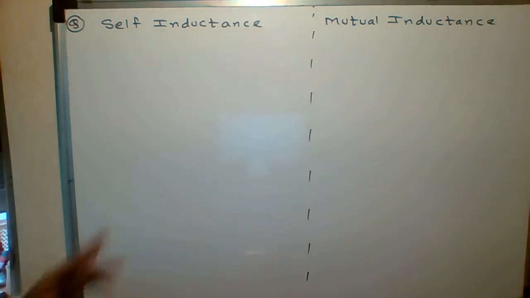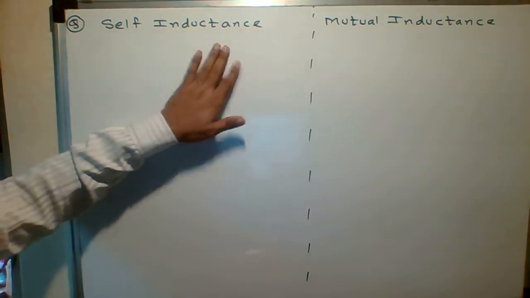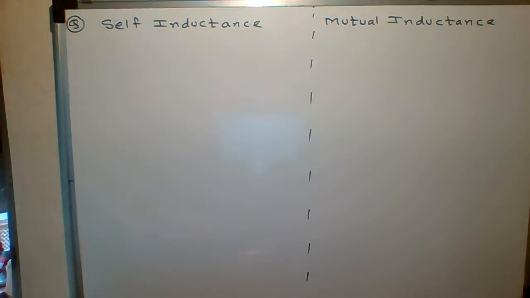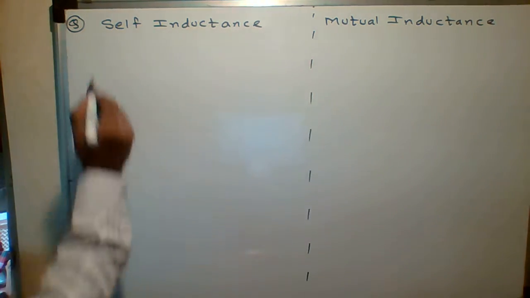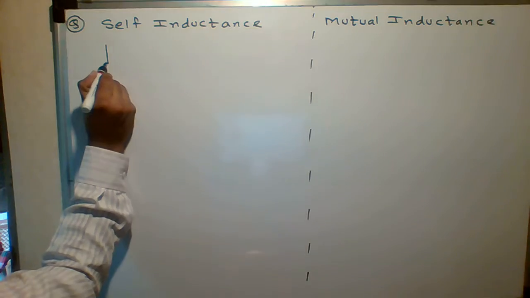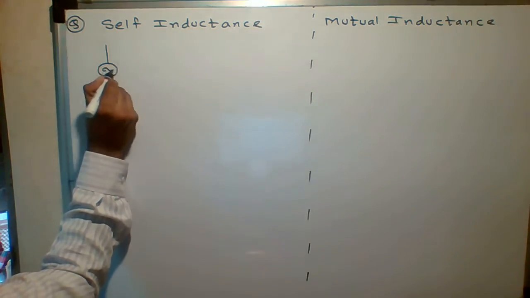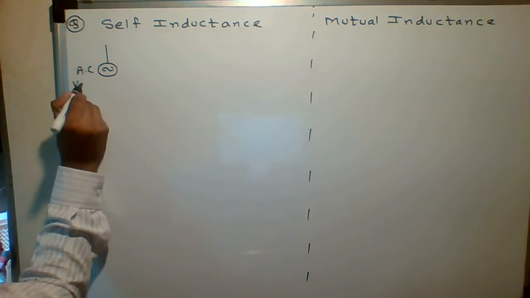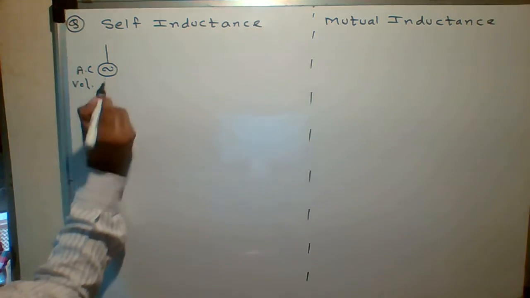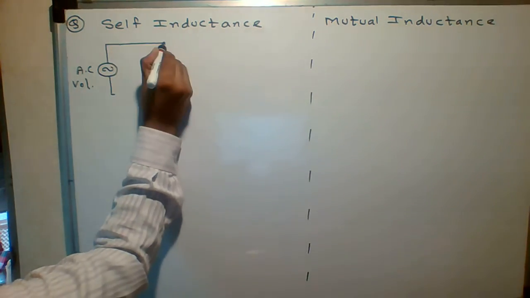Students, we have to understand the next concept that is called self-inductance and mutual inductance. Let me draw the diagram. All of you concentrate, students. If I take AC voltage, this is AC voltage, okay? Voltage is what continuously varies. That is called AC voltage, okay?